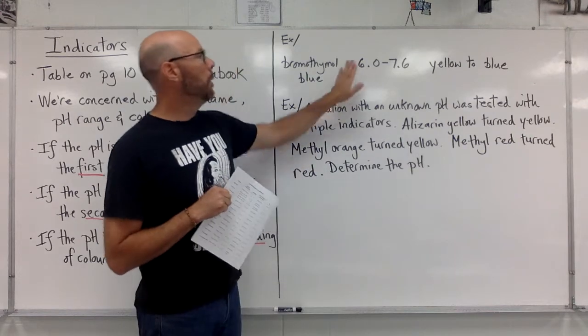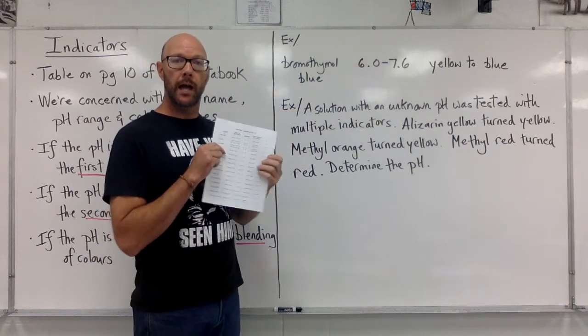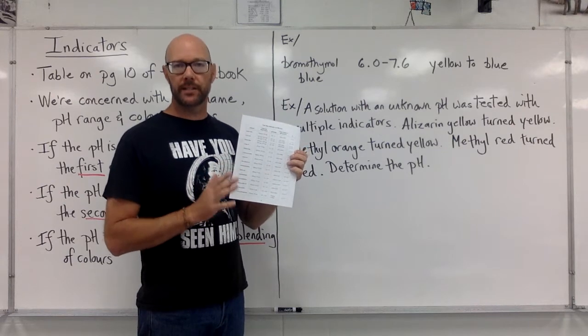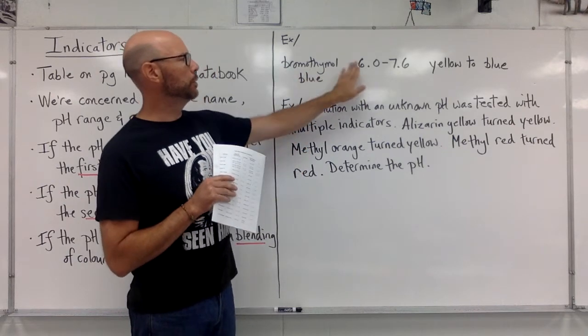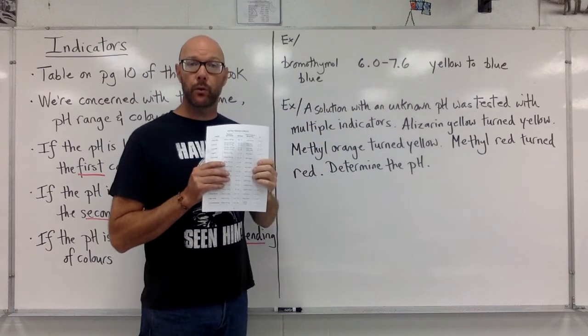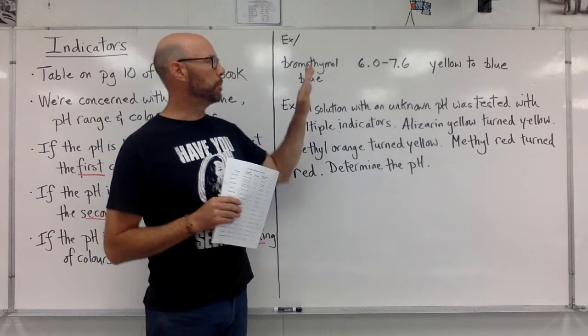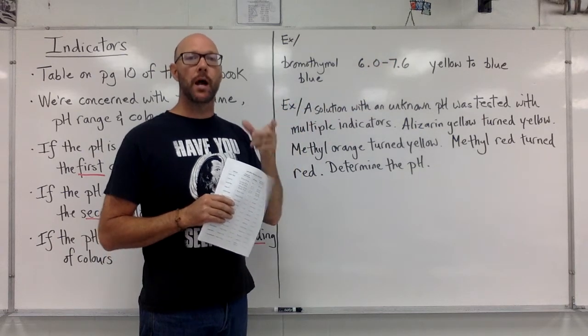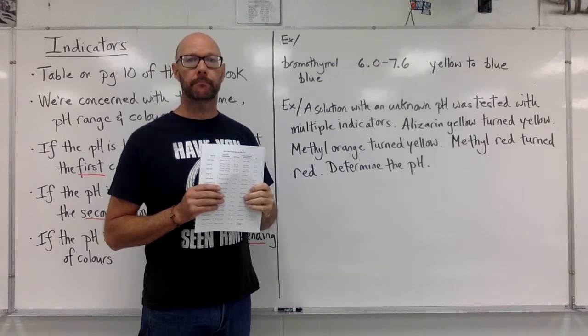One more time, below the range, and all these indicators have a range, below the range, the first color that's listed. For bromothymol blue, below 6, yellow. Above the range, the second color, for bromothymol blue, above 7.6 blue, and in the range, a blending of colors.